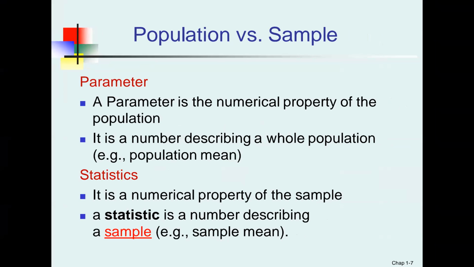If that is clear, then we can now talk about parameters. What really is a parameter? A parameter is basically a numerical property of the population, such as the mean, the standard deviation, the mode, the frequency, the median, all those things. Those things that you use to analyze the entire population, those numerical properties of the population, are what we call parameters.